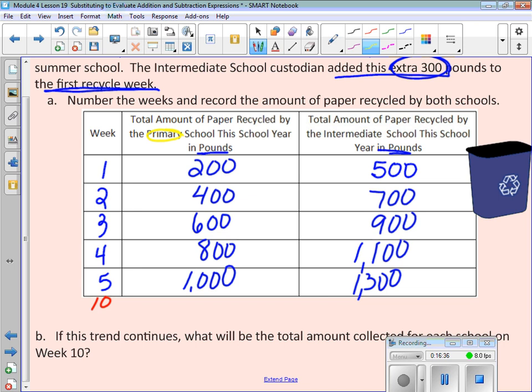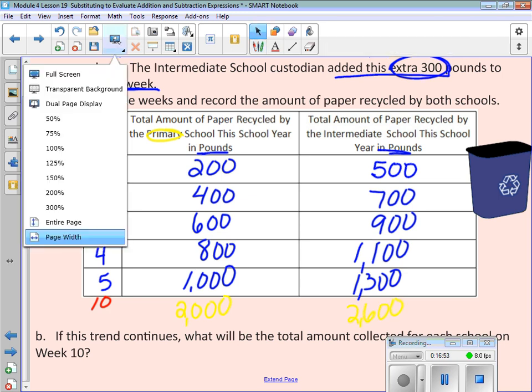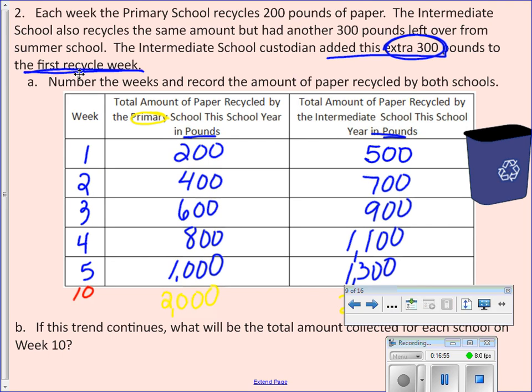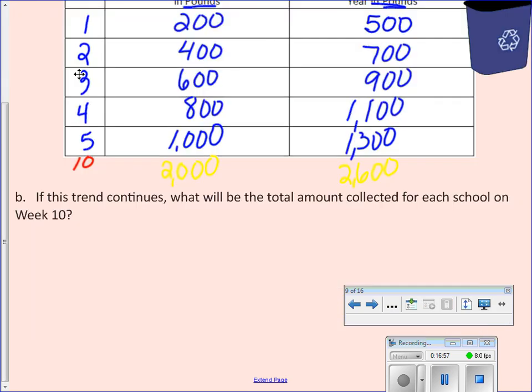2,000. What is our prediction for the intermediate school? All right, let's see if they're correct. What'd you both do? Double it from week 5? You both doubled it from week 5? Let's see what happens. So, over here we have the primary school.